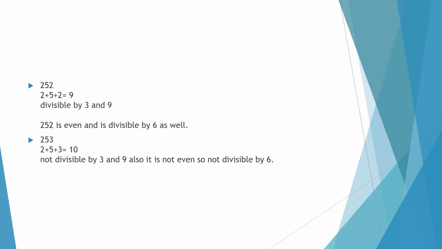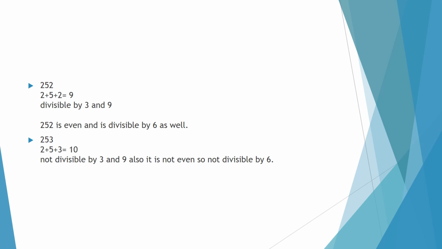Let us try one more number, 252. 2 plus 5 plus 2 equals 9. 9 is divisible by 3 as well. 9 is divisible by 9 as well. So our number 252 is divisible by 3 and 9 itself. And 252 is an even number, so it is also divisible by 6.